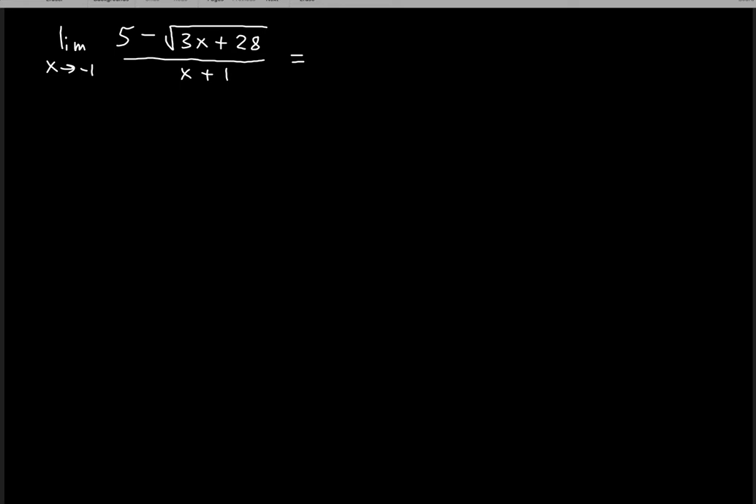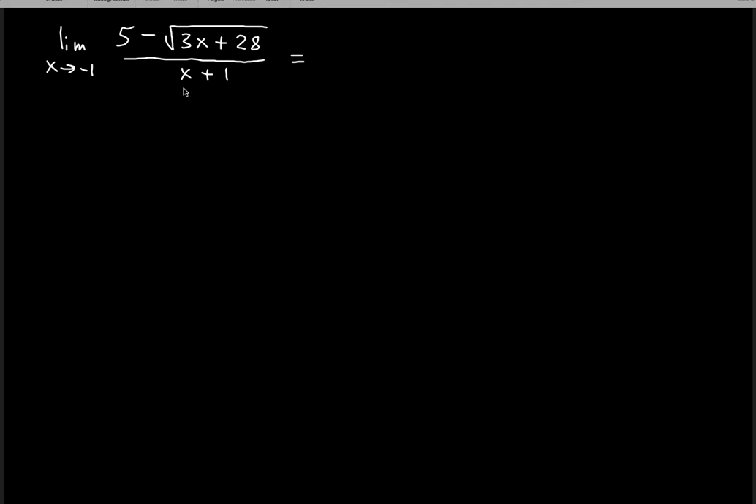In this example, we'd like to find the given limit. The problem is you can't input the target value of -1 inside here because you will get 0 on the bottom, and on the top you will also get 0 because you will get -3 plus 28, which will give you 25. Square root of 25 is 5. 5 minus 5 is 0. Right? So you get 0 over 0 if you plug in -1 into the x in the numerator and denominator.